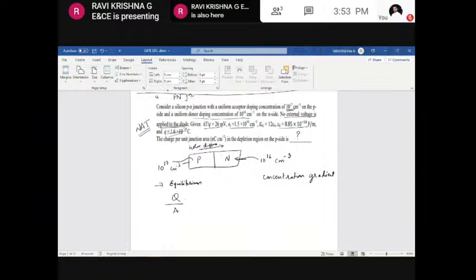Similarly, in the N-type semiconductor bar, the electrons are the majority charge carriers, and these will diffuse from the N side region to the P side region. Why do they diffuse? Because of the concentration gradient. Because of the change in concentration, the electrons will diffuse from the N side to the P side.